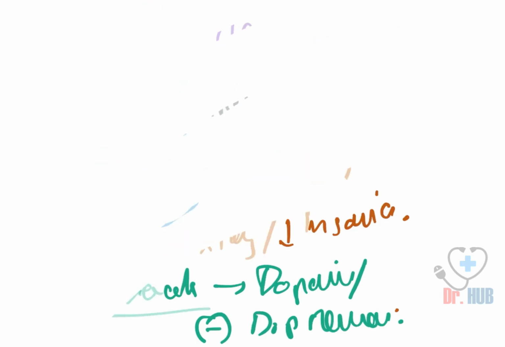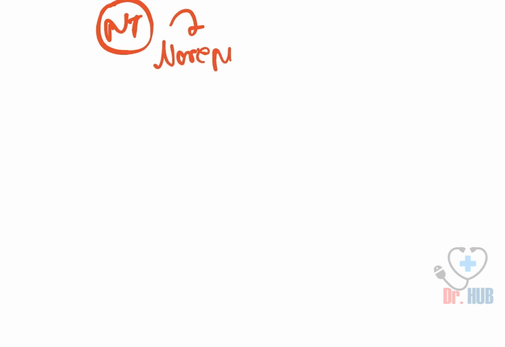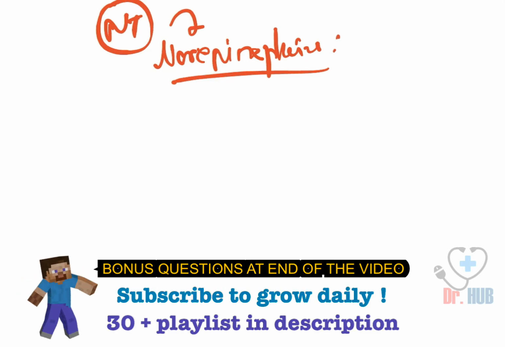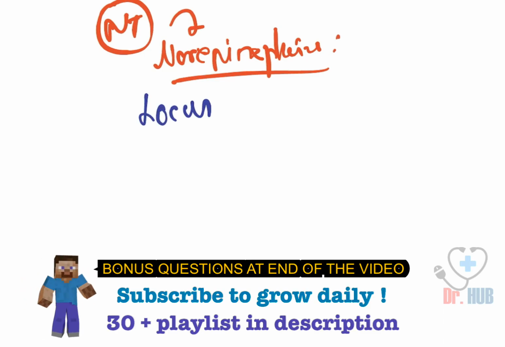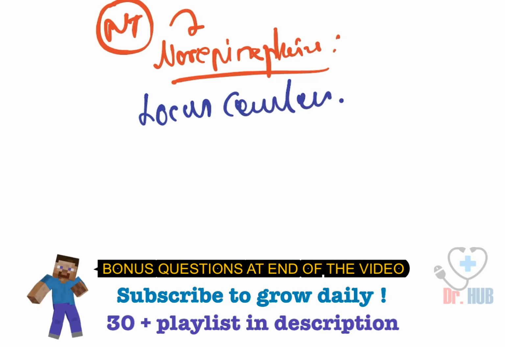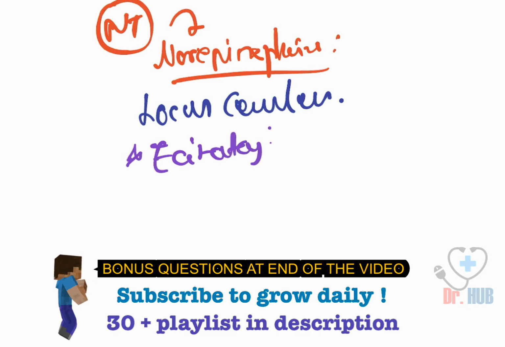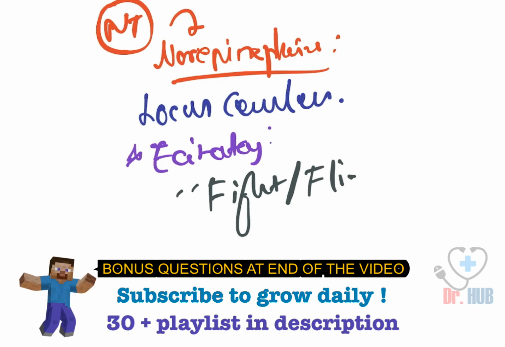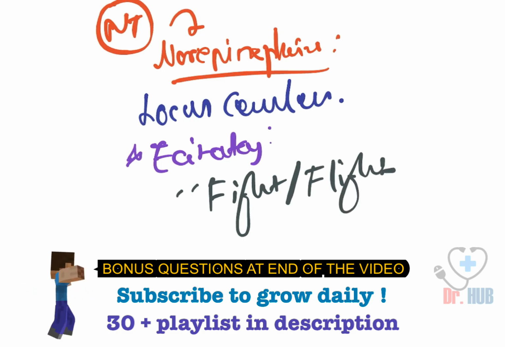The next neurotransmitter we are going to look at is norepinephrine. The source of norepinephrine is the locus ceruleus, and it is excitatory. What it does is fight or flight. It is increased in case of mania.